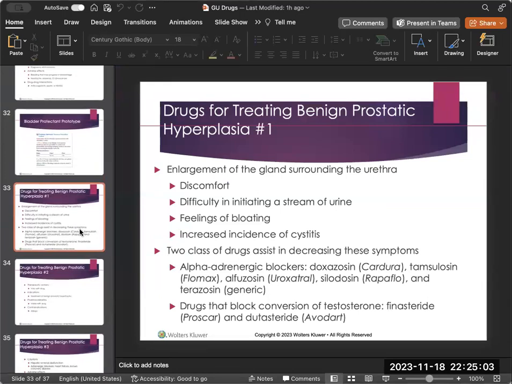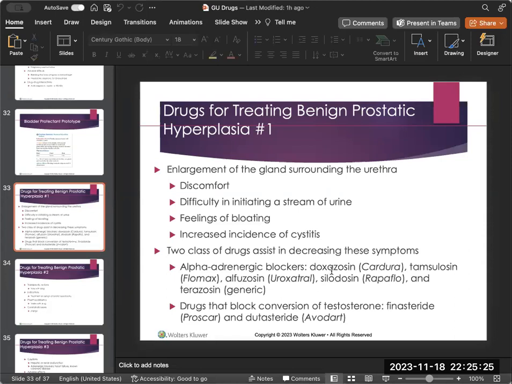prostate enlarges, making it hard to go to the bathroom. So what we get from this is they have discomfort, they have difficulty initiating urine. It becomes really, really hard to pee. You feel really bloated because you can't pee, okay? Now, the drugs that we typically give are alpha adrenergic blockers like doxazosin, tamsulosin, alfuzosin, silodosin, and terazosin.